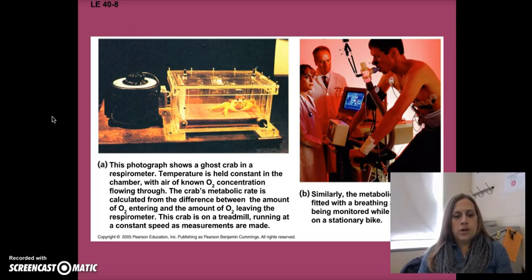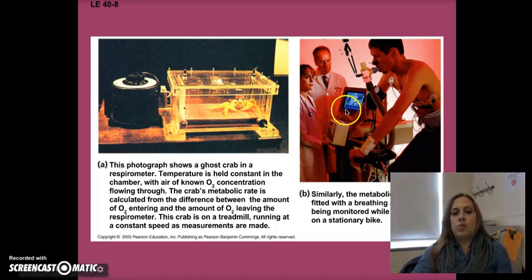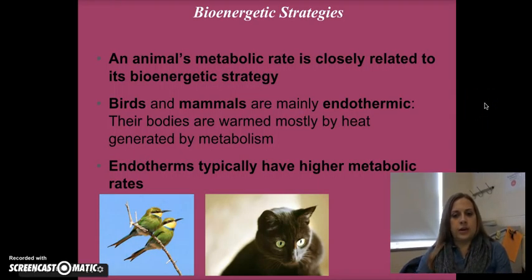So here we are looking at a ghost crab and a respirometer. And so here we're holding the temperature constant with a known concentration of oxygen. And so the metabolic rate is going to be calculated by looking at the difference between the amount of oxygen entering and the amount of oxygen leaving the respirometer. But here we're looking at an athlete that is hooked up to a breathing apparatus that's monitoring him while he's exercising on a stationary bike.